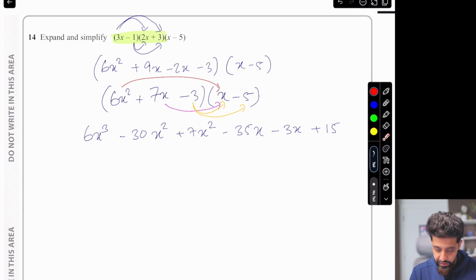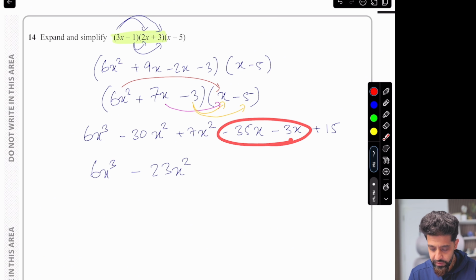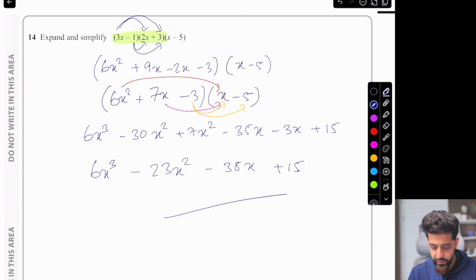And now we're going to collect all the like terms. So we've got this and this, which is minus 30 plus 7, is minus 23x. So we've got 6x cubed minus 23x squared. And then we're going to collect the like terms here. So minus 38x plus 15. And that's our final answer.